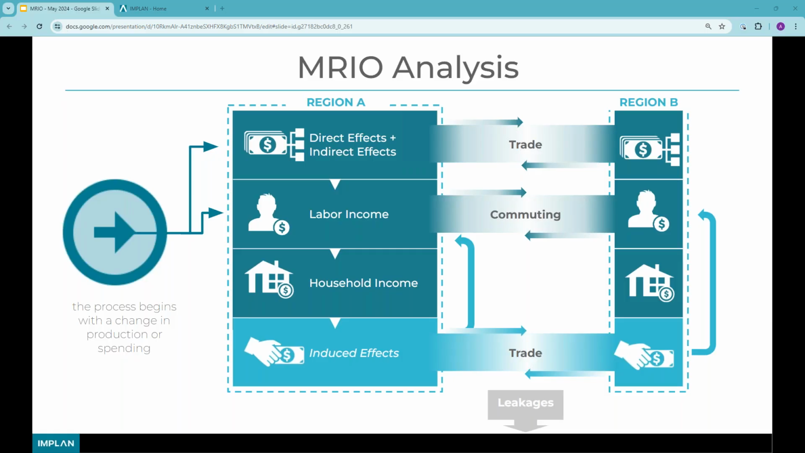You will see that there are still going to be leakages, right? We've only included 2 regions, but again, we live in the US. There are other states in the US where we could buy goods from. There are other countries in the world where we could buy goods from. So there's always going to be some type of leakage that occurs that you're never going to be able to capture. But MRIO does allow us to capture the impact here in region B, Oklahoma, because we've identified that as a region of interest. We want to see the economic effects there, in addition to the economic effects here.